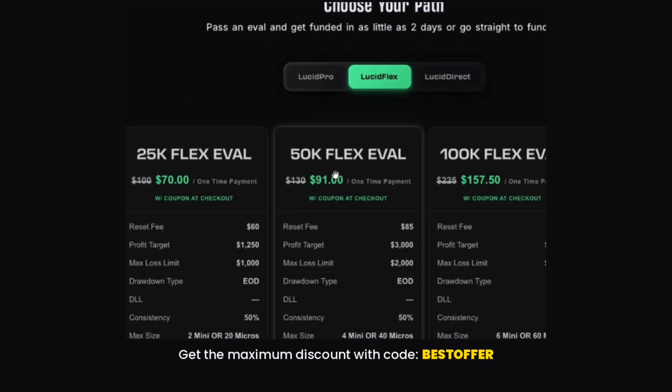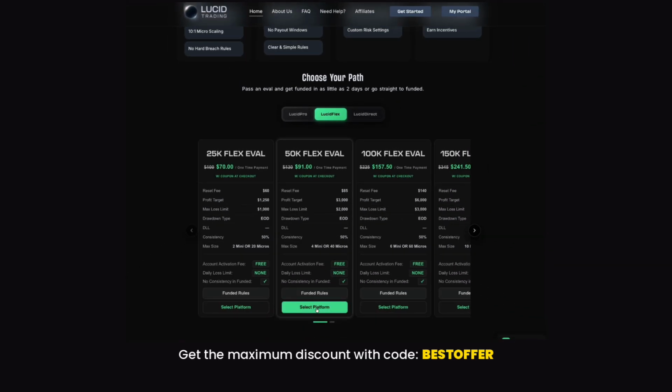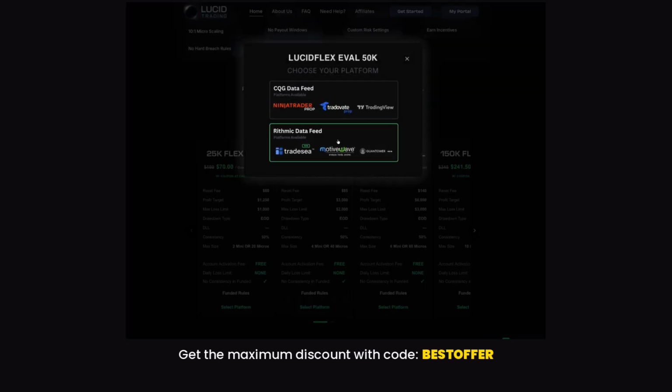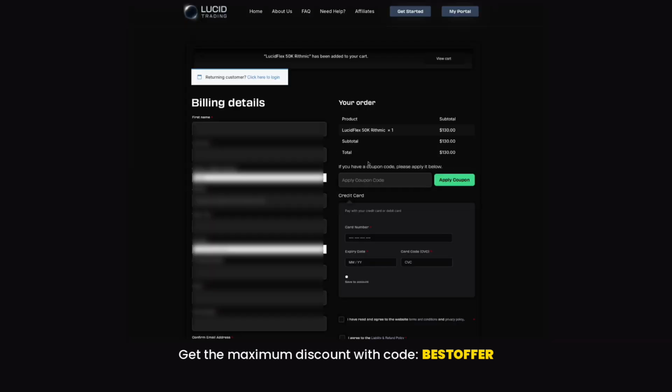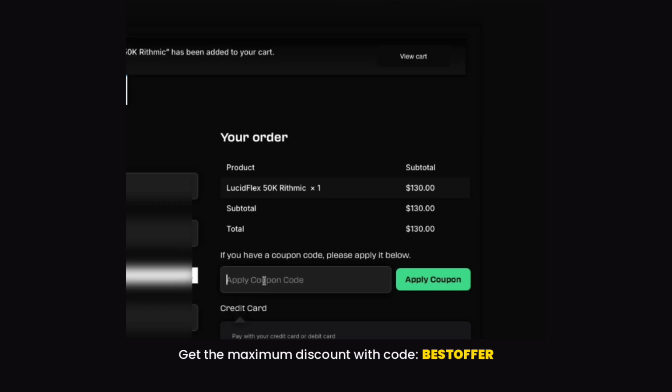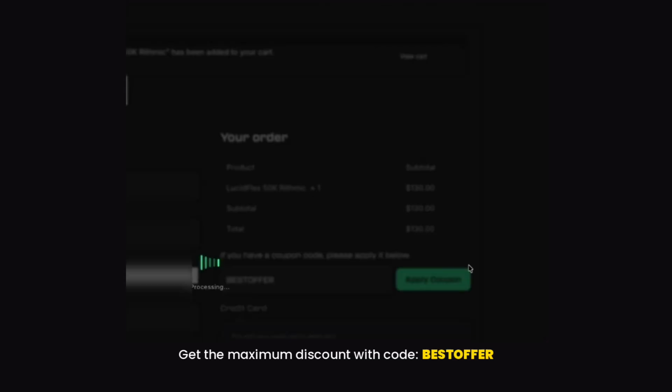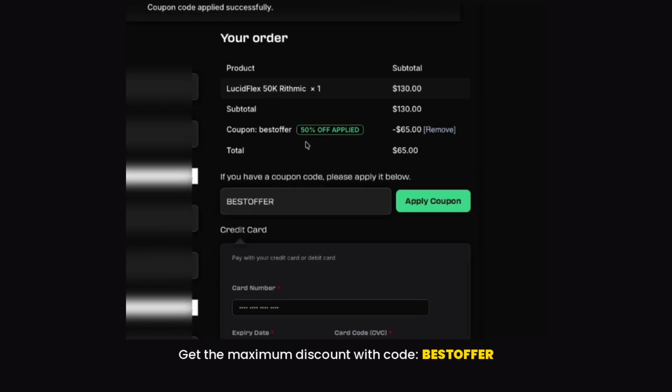So look here, every plan you choose, you have like 30% discount or something like that. But look, if you choose the platform that you want, so let's go with Rhythmic just for the sake of this example. And look, if you use this special coupon code and type in BESTOFFER, click on apply coupon and look what happened. Now you have a 50% off, all right?